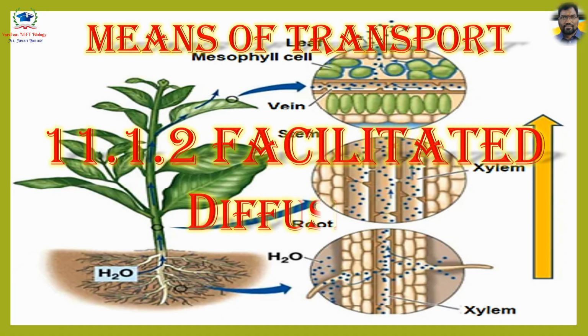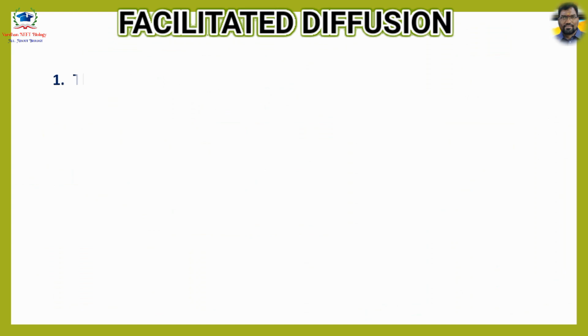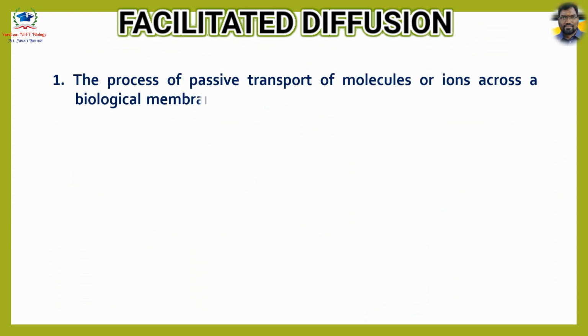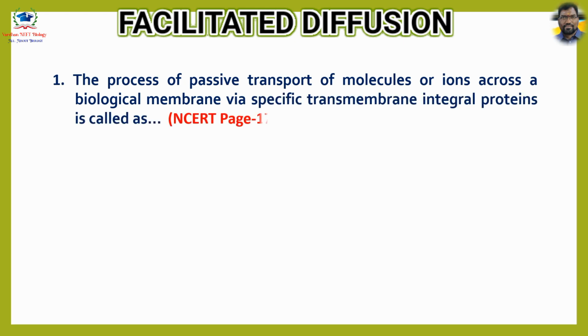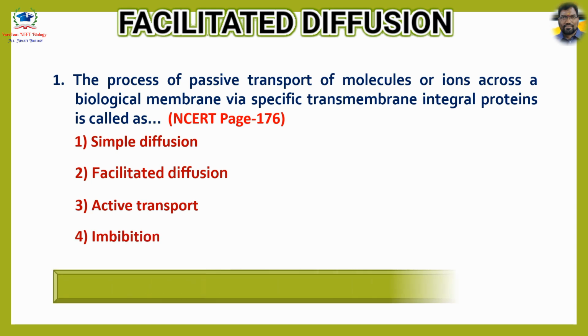Means of transport. 11.1.2 Facilitated diffusion. NCERT page number 176 and 177. Question number 1. The process of passive transport of molecules or ions across a biological membrane via specific transmembrane integral proteins is called as. Options are 1. Simple diffusion, 2. Facilitated diffusion, 3. Active transport, 4. Imbibition. The answer is option 2.